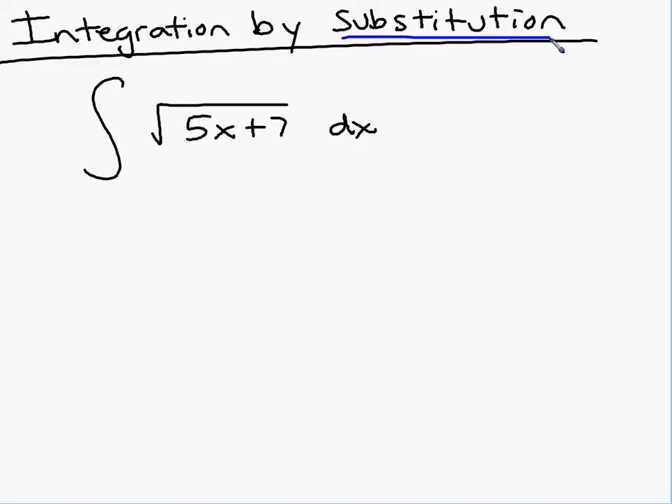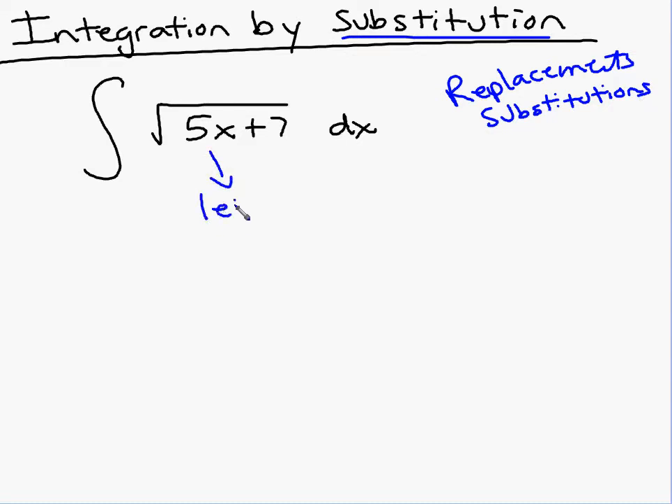So what we're going to try to do is make replacements, or substitutions, whichever word you understand better. We're going to make replacements that we can integrate. So, on this problem, if I let u equal the mess, which in this case is 5x plus 7, and most of the time that's going to be your procedure, you're going to let u equal the mess.